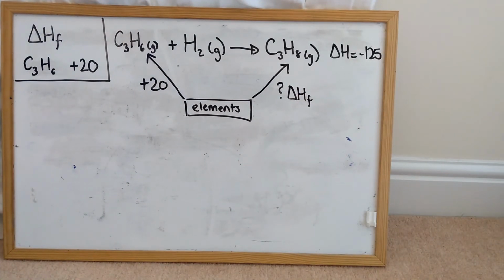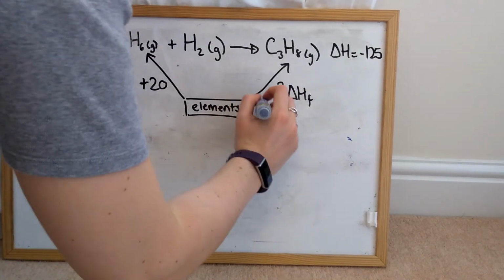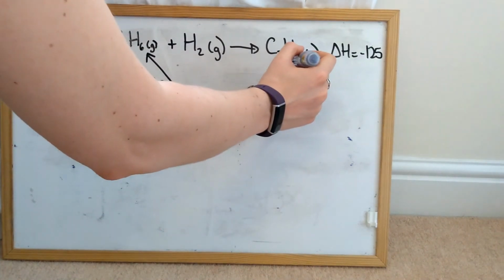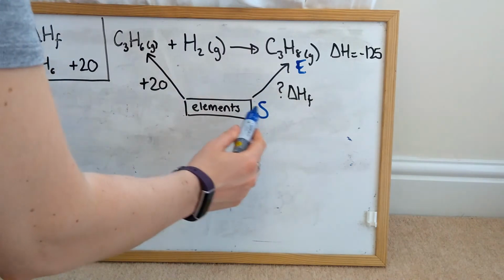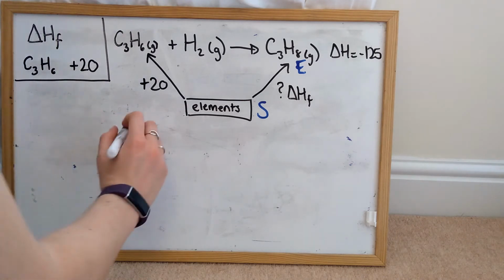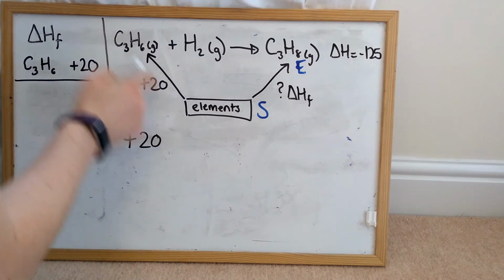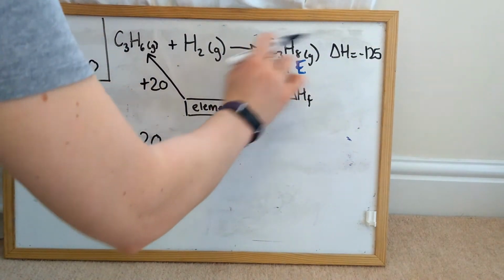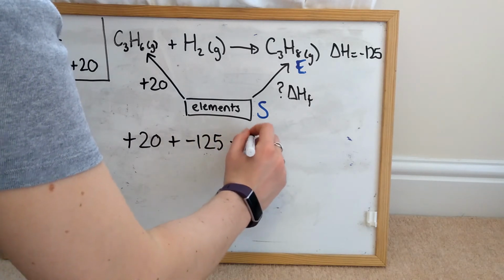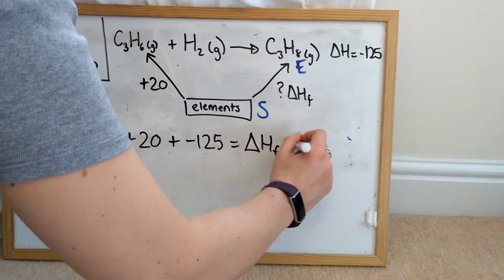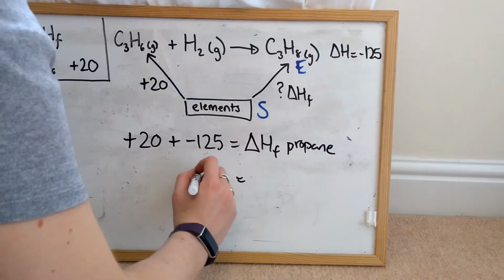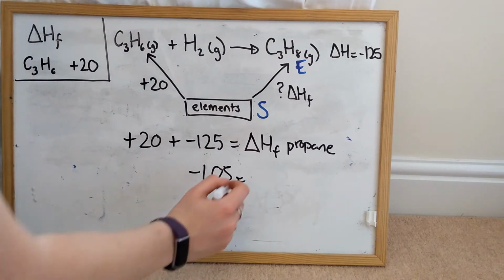So as I did in the last question, I'm going to write myself in start and end. So what I want to know is what the value of this arrow is. But I don't have to go in this direction. I can go up this and then along. So I know that plus 20 for this arrow here, plus the enthalpy change of the reaction, which is minus 125, must be the enthalpy change of formation for propane. So if I add these 2 together, I get minus 105, and that will be my final answer.